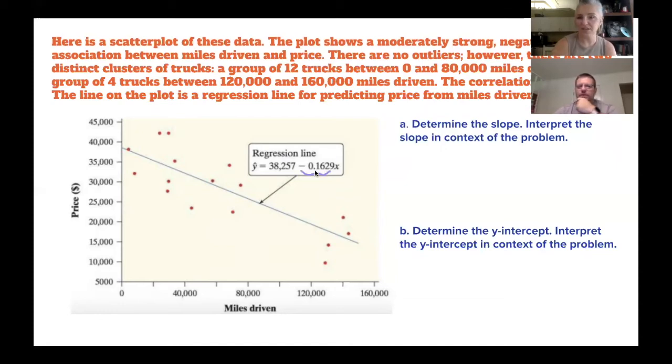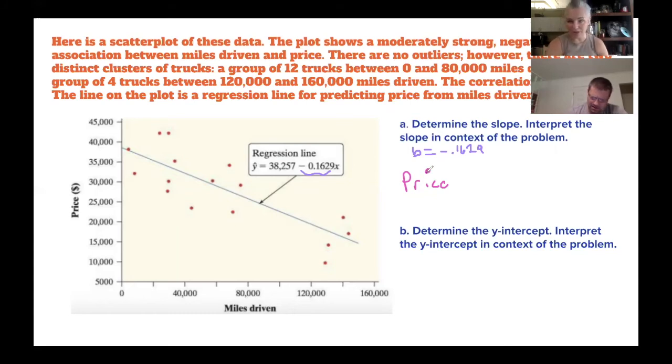The first thing it says is determine the slope. Remember that slope for us is b. I know that's so confusing. My slope value is negative 0.1629. Make sure that if it has a minus sign, you actually do put the negative, because that's going to tell us something, okay?